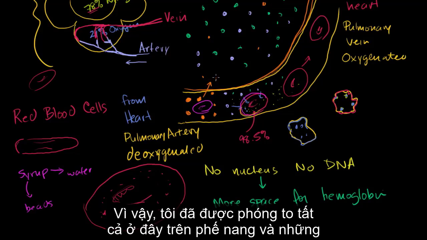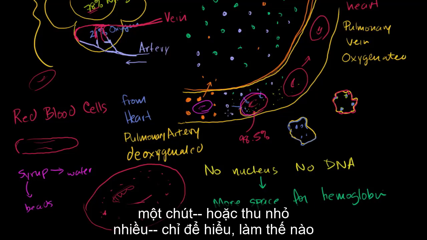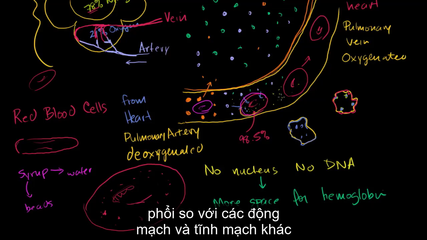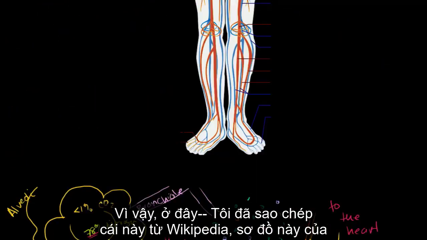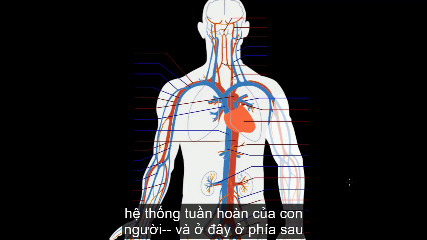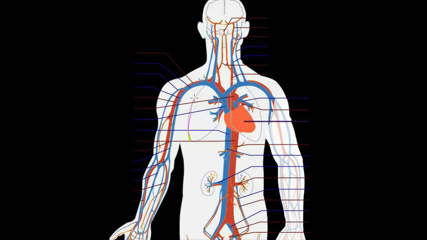So I've been all zoomed in here on the alveolus and these capillaries, these pulmonary capillaries. Let's zoom out a little bit, or zoom out a lot, just to understand how the blood is flowing and get a better understanding of pulmonary arteries and veins relative to the other arteries and veins that are in the body. So here I copied this from Wikipedia, this diagram of the human circulatory system. And here in the back you can see the lungs. Let me do it in a nice dark color. So we have our lungs here.